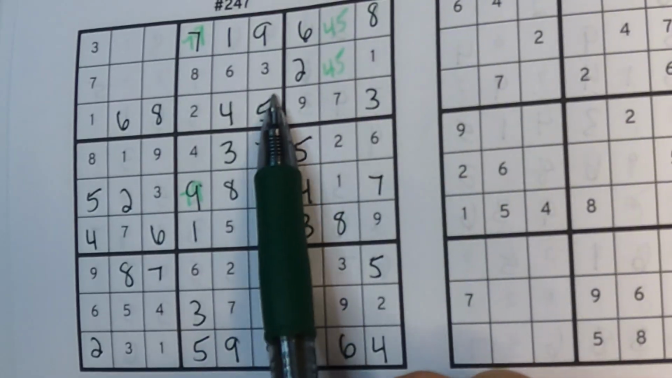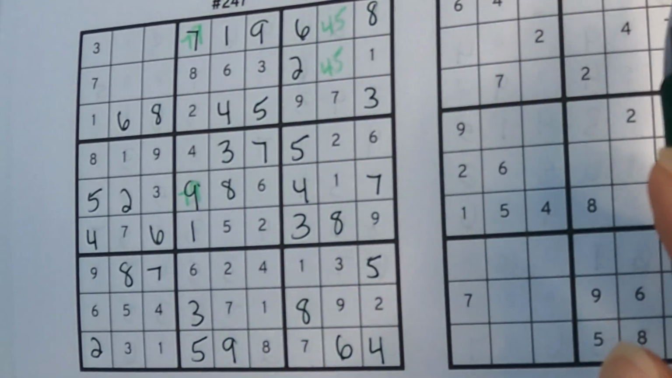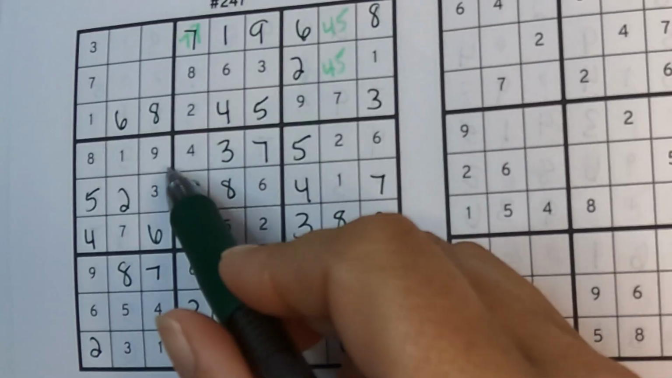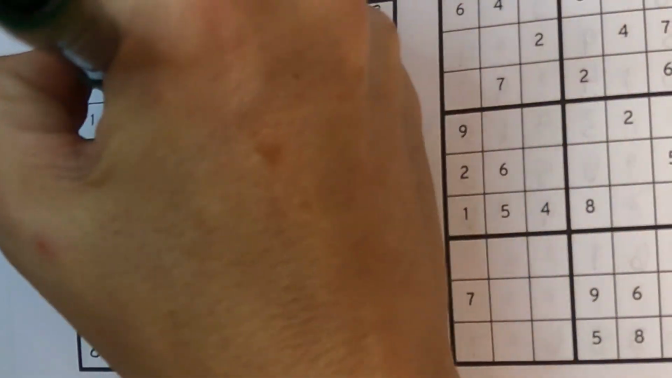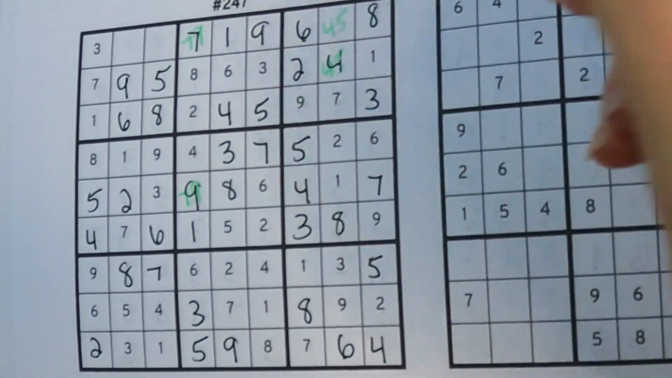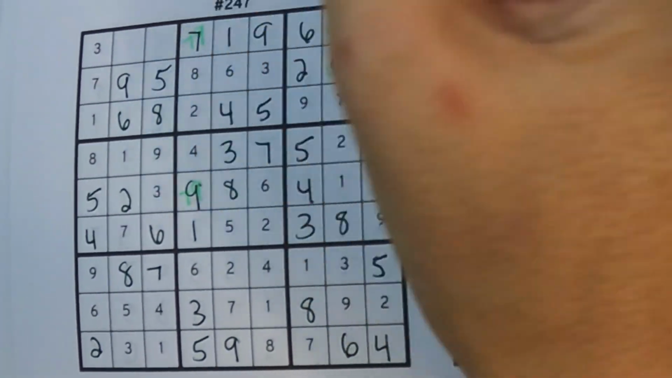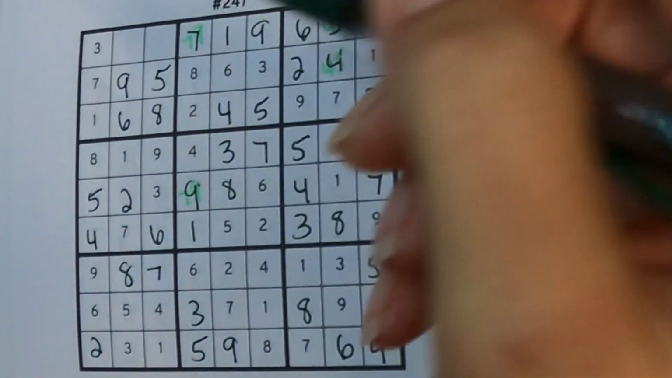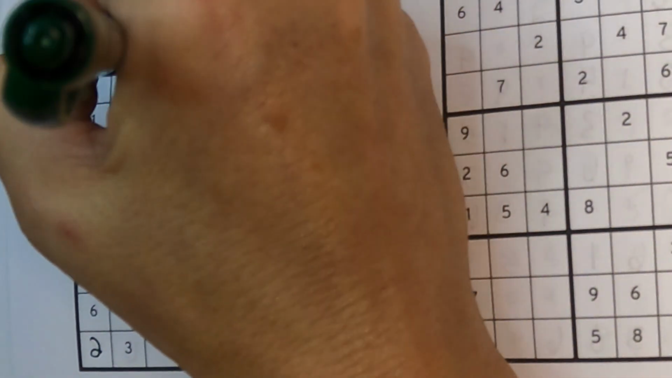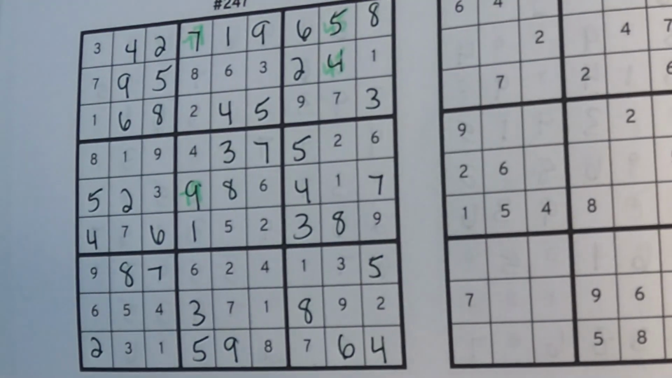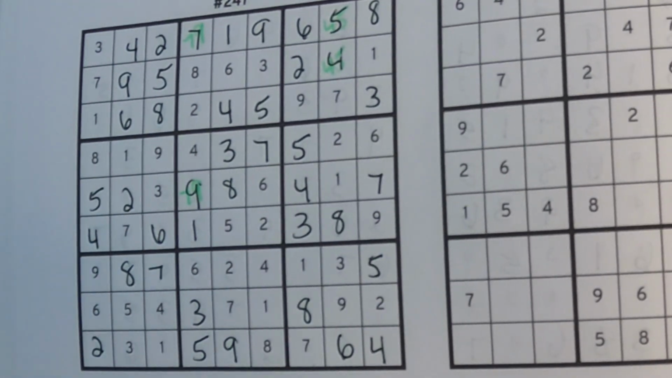For this row, we're missing 4, 5, and 9. We've got 4 and 9 here, so this is our 5. That makes this our 4, 9. That 4 makes this our 5. And for this box now, we're missing 2 and 4. We've got a 4 here, so 2 and 4. And there we have it for today's puzzle.